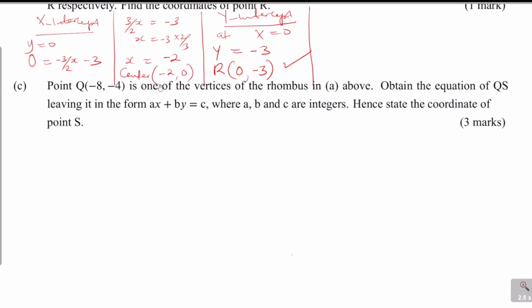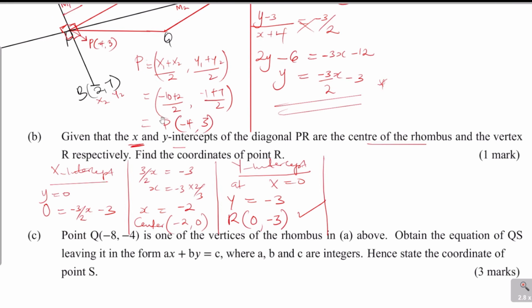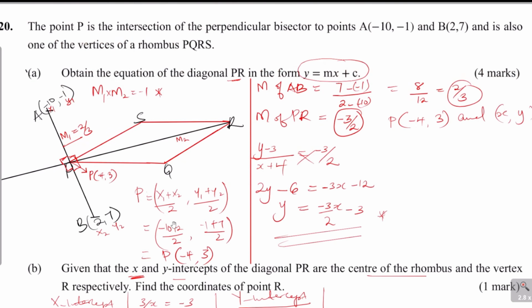Point Q, which is (-8, -4), is one of the vertices of the rhombus in A above. Obtain the equation of QS, leaving it in the form AX plus BY is equals to C, where A, B, and C are integers. Hence, state the coordinates of point S. So we are getting the equation of QS.